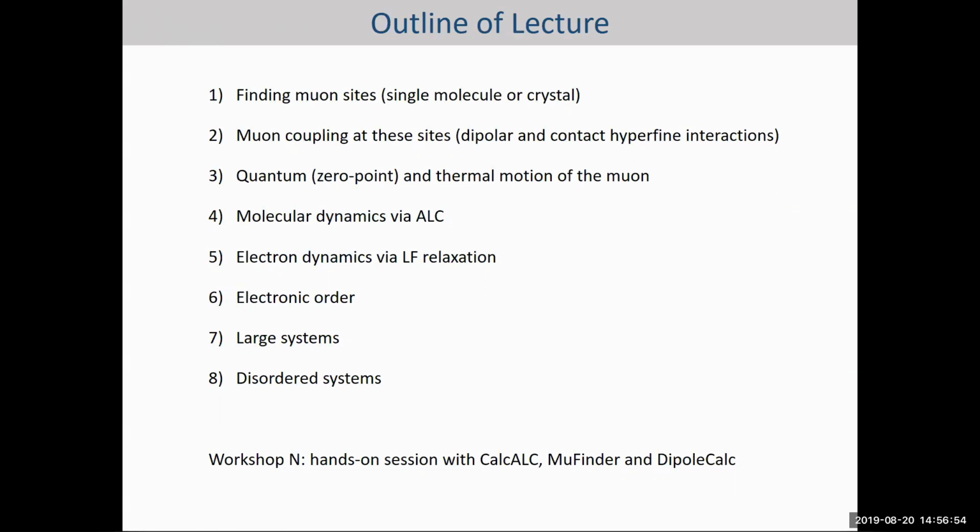And then looking at electron dynamics and using the longitudinal field relaxation to study electron dynamics, for which we do actually need the coupling parameters for the muon in order to make a quantitative interpretation of the data. And then if we're interested in magnetic systems, which can be molecular as well as non-molecular, we're looking at the effect of electronic order and how we probe into that.